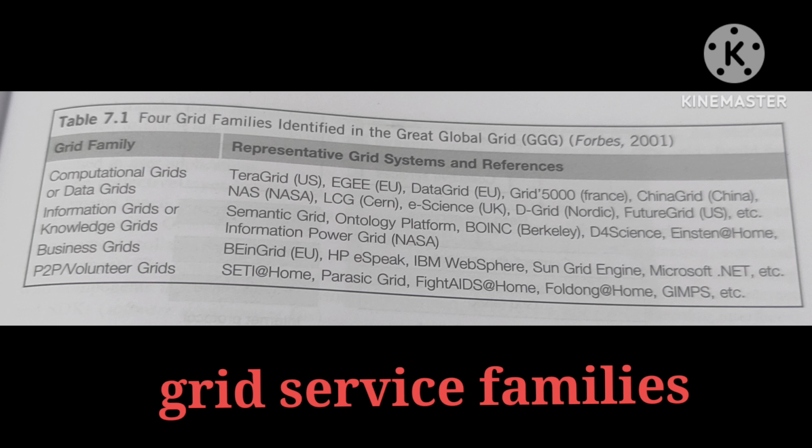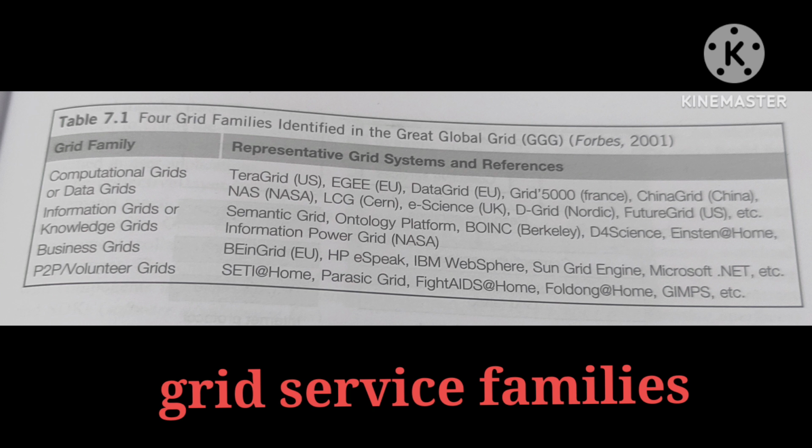Now let us see the types of grids, or grid families or service families. Here mainly we have 4 different types of grids: computational grids, which are also known as data grids. Second one is information grids, also called knowledge grids. Third one is business grids. Fourth one is peer-to-peer or volunteer grids. Now let us see the examples for all these 4 types of grids.